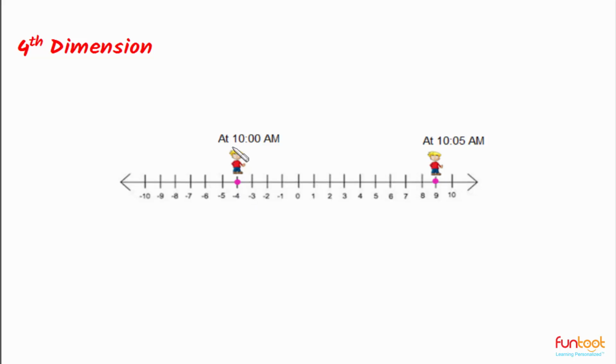So here the object was at -4 at 10 a.m. and he's at 9 at 10:05 a.m. So the object has moved from -4 to 9. So there is motion here. That is why we require the dimension of time for describing the position of the object. So 1, 2 and 3 dimensions can be used for representing the position of an object when the object is at rest. But when the object is in motion, we require the 4th dimension of time as well.